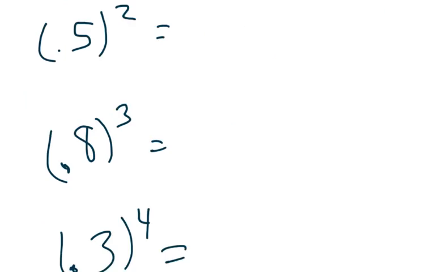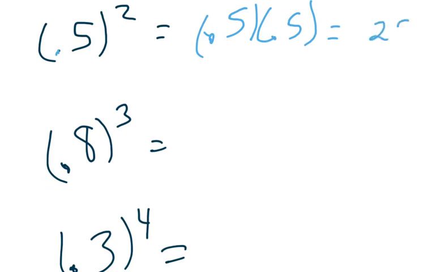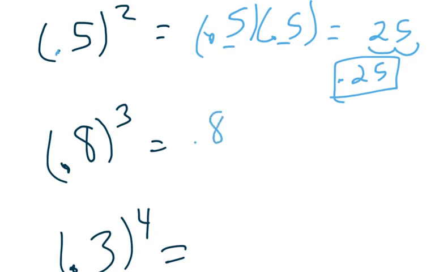Now, how do you work with decimals? If you have 0.5 to the 2nd power, that just means you have 0.5 times 0.5. And so you do 5 times 5 is 25. You have 2 numbers behind the decimal, so we move it over 2 places, and so your final answer is 0.25.